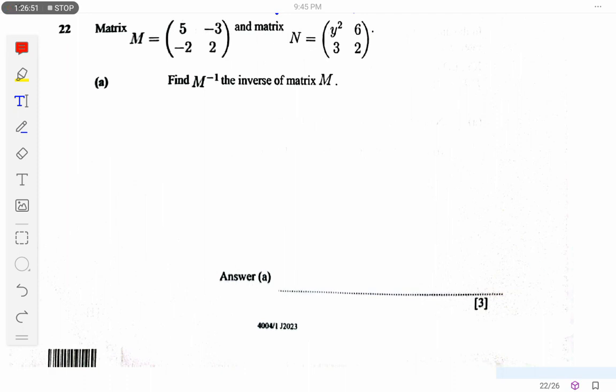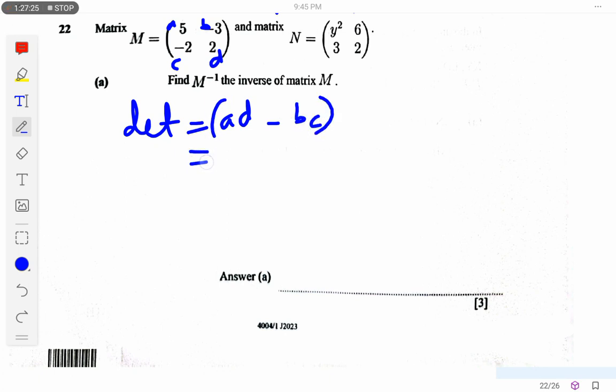We have matrix M, which is equal to 5, minus 2, minus 3, and 2, and matrix N, which is that. The first question is saying find the inverse. So when we have the power of minus 1, it's the inverse of M. You can say this is your A, your B, your C, and your D. So for the inverse, you find the determinant first. Our determinant is equal to A times D minus BC, like this.